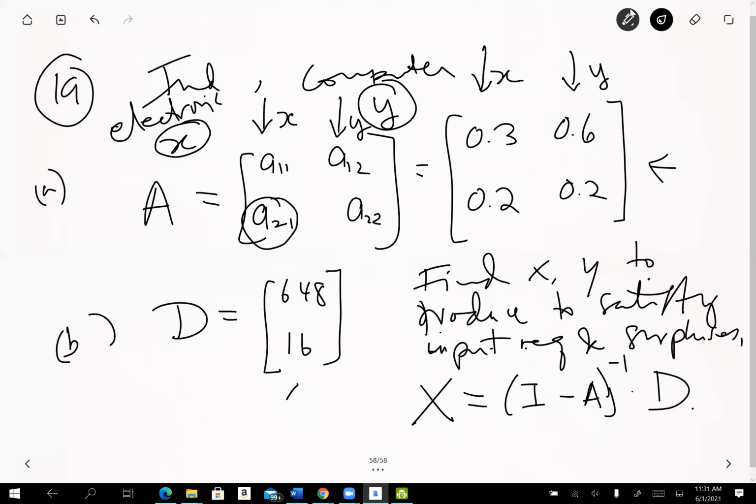Okay, now find I minus A. I means the identity matrix minus that matrix A.